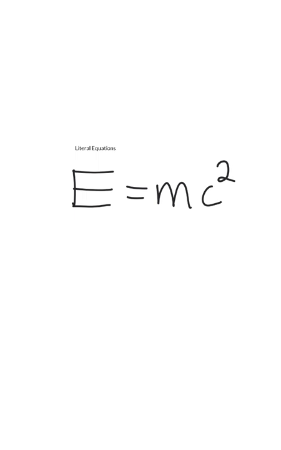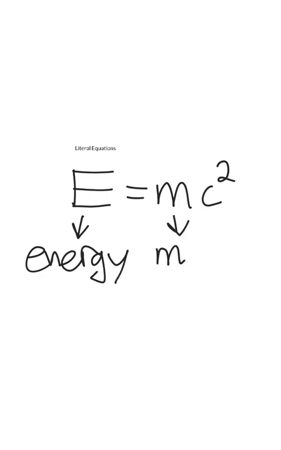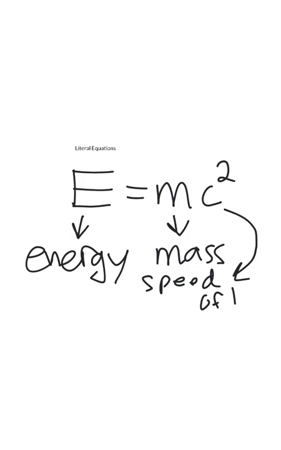So what it means by literal is that each letter in this equation has a meaning. E stands for energy, M means mass, and C means the speed of light. So C meaning the speed of light, M meaning mass, and E meaning energy. So that is a literal equation.